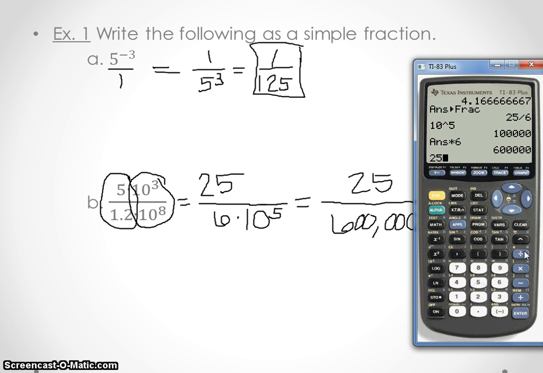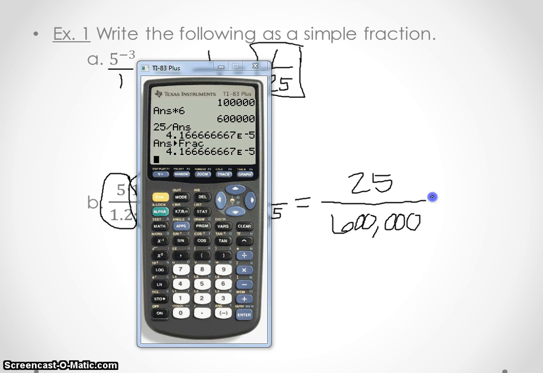So we do 25 divided by second answer, and ooh, that's not what I want. Second answer. There we go. Enter. Okay, we get something nasty. Let's see if it'll go back into a fraction. And it doesn't. So we're going to have to do this by hand. Like I said, I know they're both divisible by 5, so let's just do that. So 25 divided by 5 is 5. Okay, that was easy enough. Do 600,000 divided by 5.